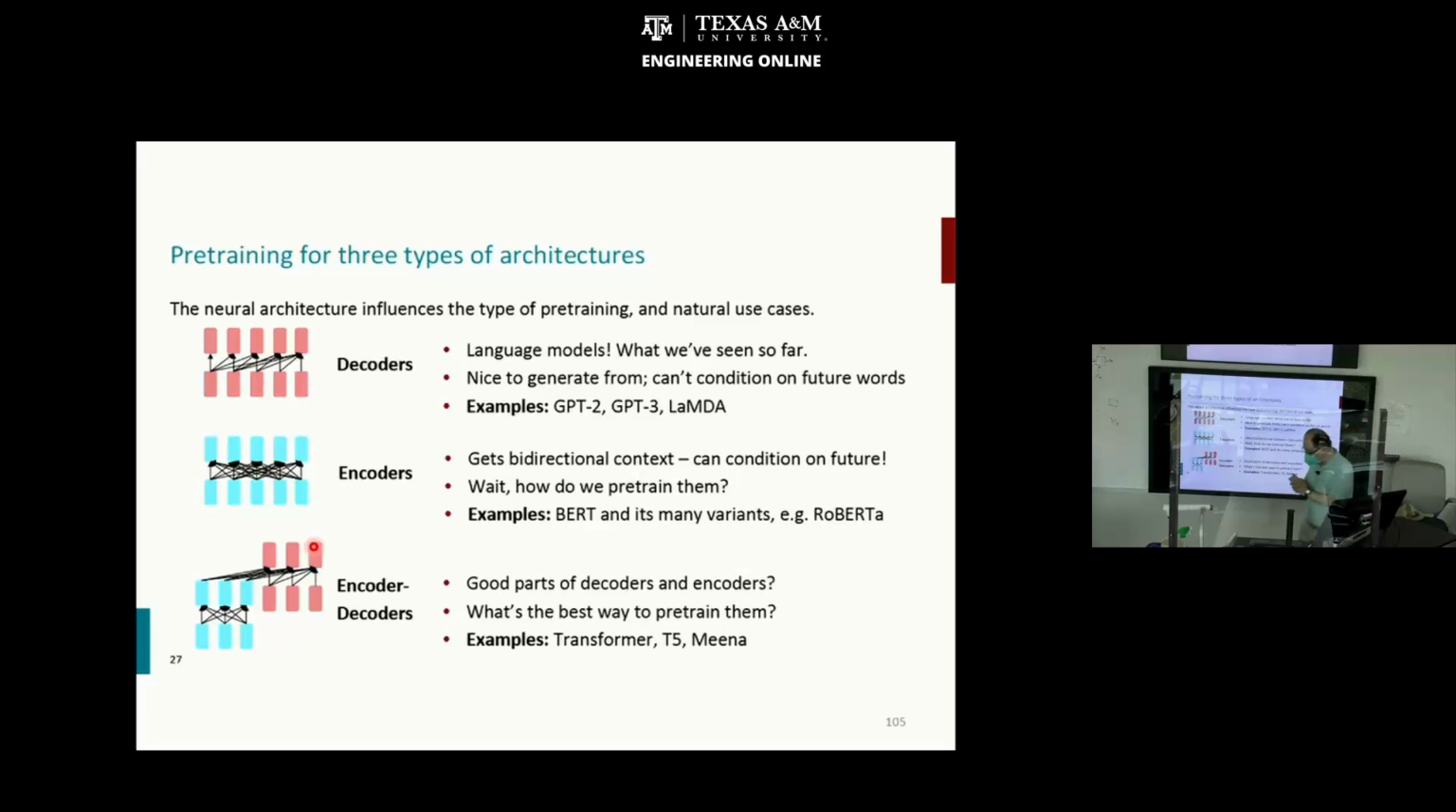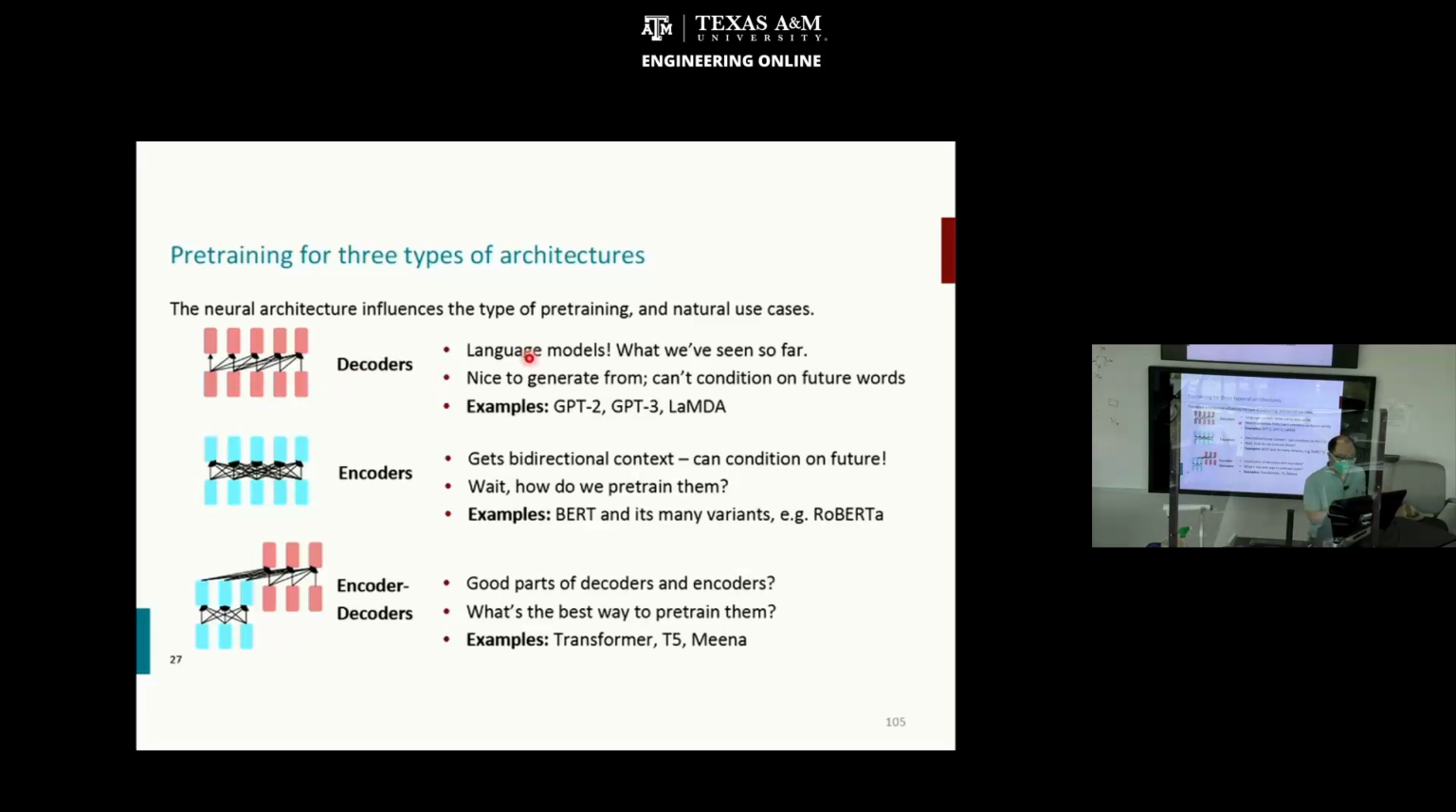So how do you pre-train? It depends on the architecture, which affects how you pre-train, and also affects the utilization of your pre-training. Again, I give three kinds of examples here. You can pre-train the decoder. That's something I talked about already.